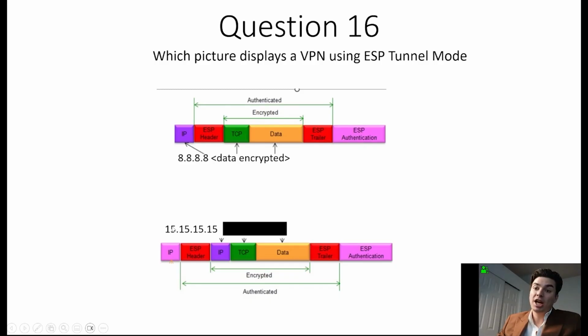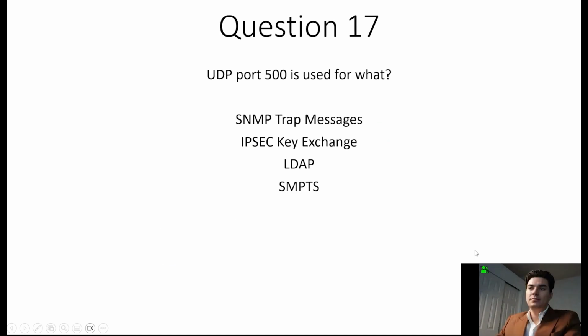Versus the tunnel mode, we'd pretend like this 8.8.8.8 is right here. Well, that's encrypted. So all of this data is now encrypted, and it places another IP address in front of that. So it's another IP packet in front. And the reason it does that is that if anyone were to intercept this message, well, now they only know this IP address. So when it reaches the other side of the destination, that router rips this IP.